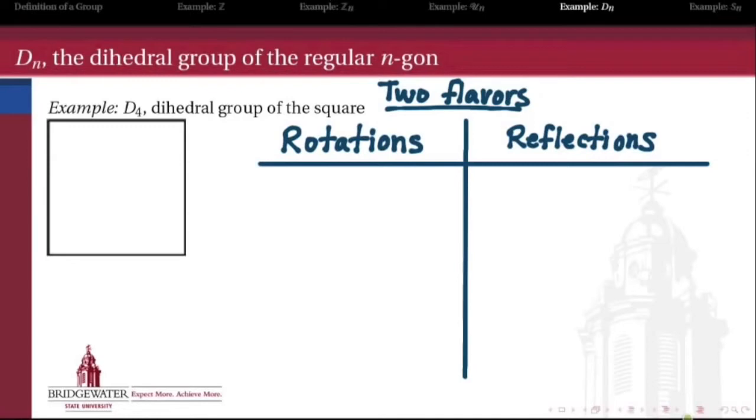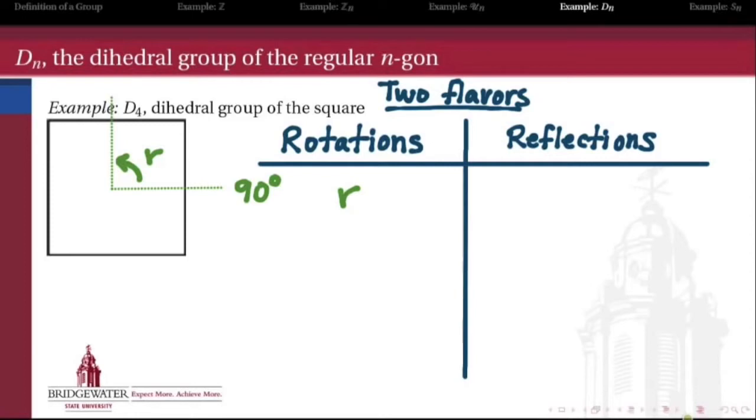Let's start in the first column by looking at the various rotations. What can we do to this square by rotating it in order to leave the square in the same place? Well, the most basic rotation we can do is a rotation by 90 degrees. If you rotate a square by 90 degrees, that square is in the same place where you started. Let's think of it as a counterclockwise rotation by 90 degrees. We're going to call that element R. So there's the first of our symmetries.